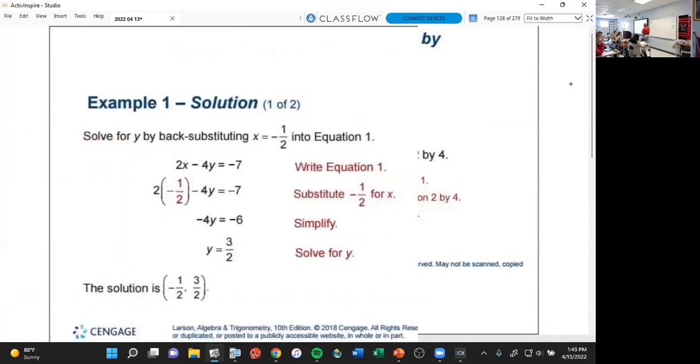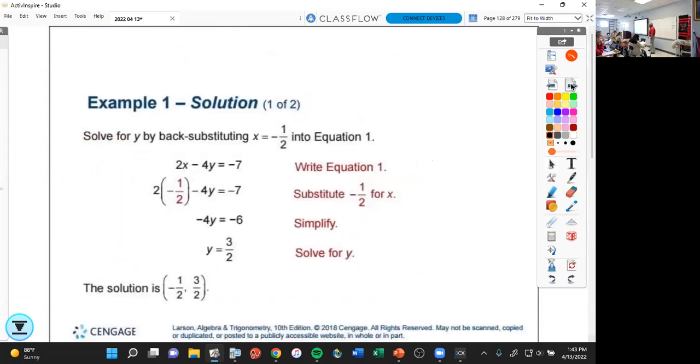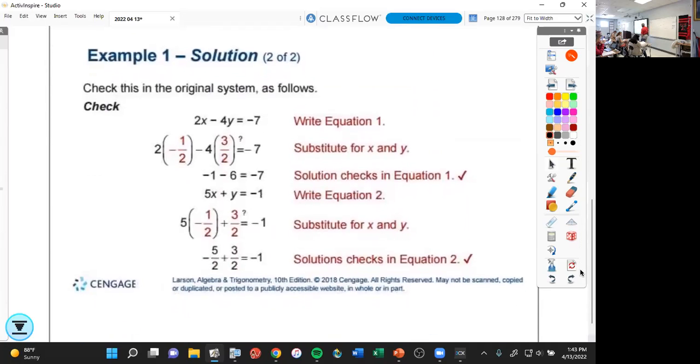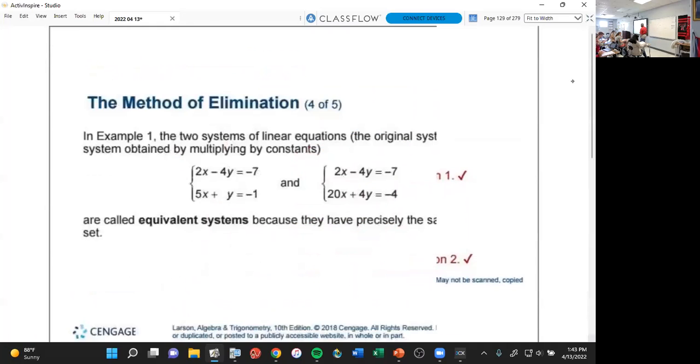Next slide. Exact same thing we did. Checking the solutions. They plug them both in. Plugged in for X, plugged in for Y. Do the math. They both check. And we conclude that the answer is good.